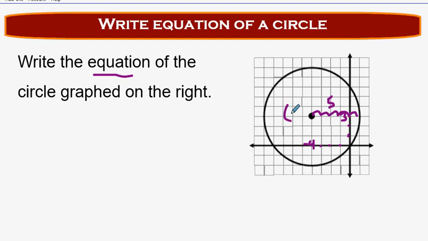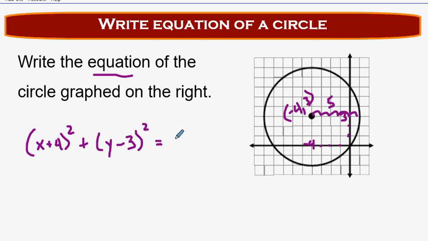So my center is at negative 4, 3. So I'm going to write x plus 4, because it's x minus negative 4 squared, plus y minus 3, because that's the k value there, squared equals 5 squared, or I could just figure that in my head, which is 25. All right, you're ready to move along with this.